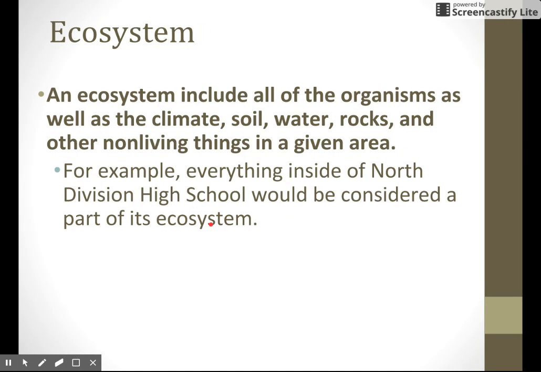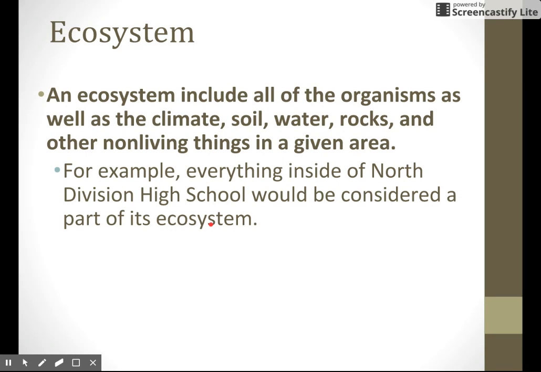Now, even far larger than that, we have something known as the ecosystem. The ecosystem includes all of the organisms as well as the climate, the soil, the water, the rocks, and other non-living things in a given area. So everything inside of North Division would be considered part of its ecosystem. We've already established in the previous slide that the community of all the living things would be there, but we're talking about the carpet, the bricks, the water itself. We're talking about the different rooms, the different clothing, all of the pieces that are inside of North Division can be a part of its ecosystem.